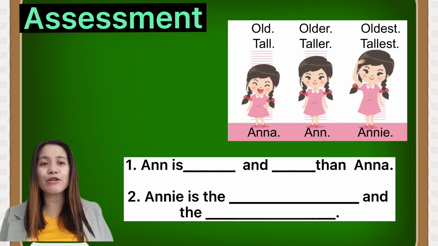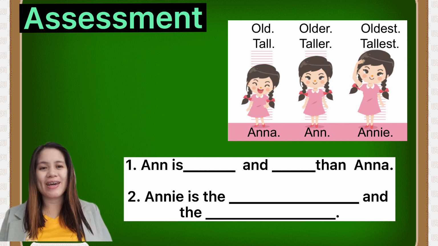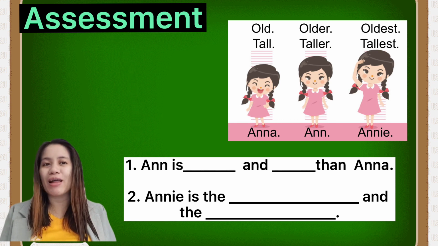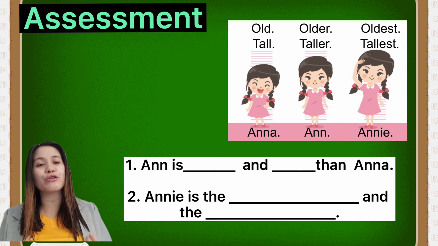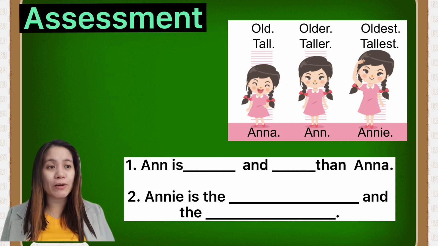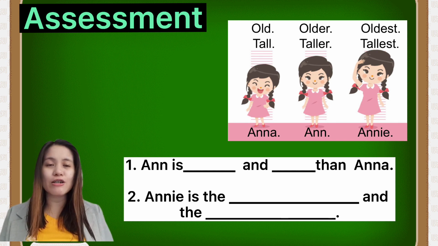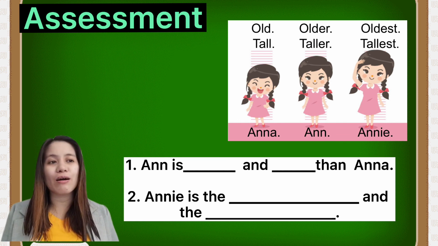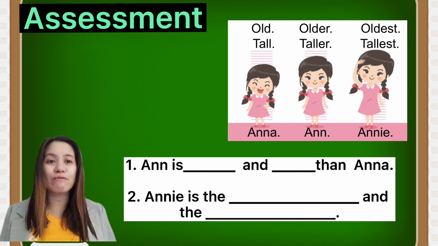Okay, number 2, we have Annie is the blank and the blank. So it's really easy. I want you to answer these two questions or exercises, and then after you've answered, you can comment on the comment section so that I can check that you have watched the video.